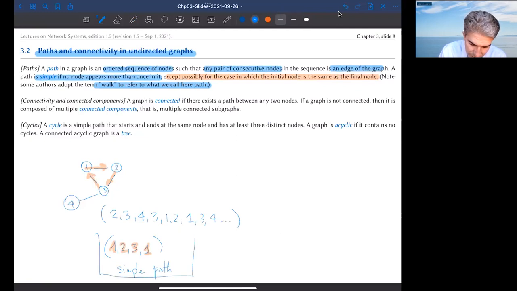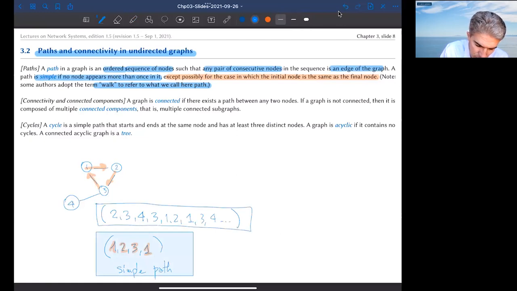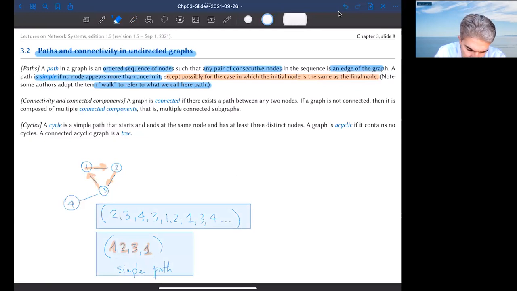The node 1 is repeated, but it is repeated only at the beginning and at the end. This earlier example that I did at the beginning is not simple at all, because multiple nodes are repeated throughout the execution. For example, here the node 3 appears twice, right? And actually it appears even 3 times and so forth. So it's not simple.